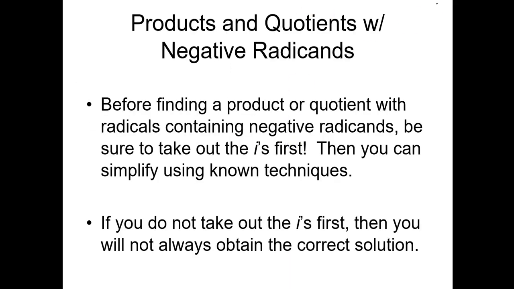Now, if you have to do some operations with negative radicands involved, like products or multiplication, quotients, division, make sure you take the i's out first, because your product rule for radicals and your quotient rule for radicals only apply to positive radicands. Positive numbers underneath the radical sign. So you must take out your i's first in order to be able to apply those product and quotient rules.